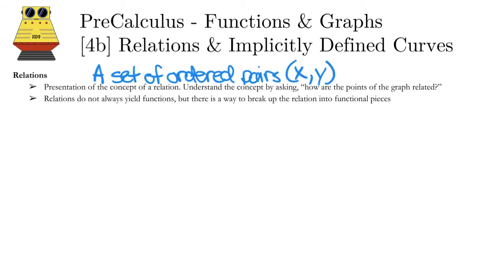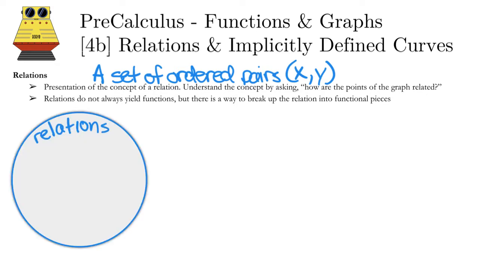A relation is a set of ordered pairs, x, y. Some relations are functions, but all functions are relations. We can sketch a simple Venn diagram to demonstrate that idea. We have functions on the inside and relations on the outside. All functions are relations, but there are some relations that are not functions.